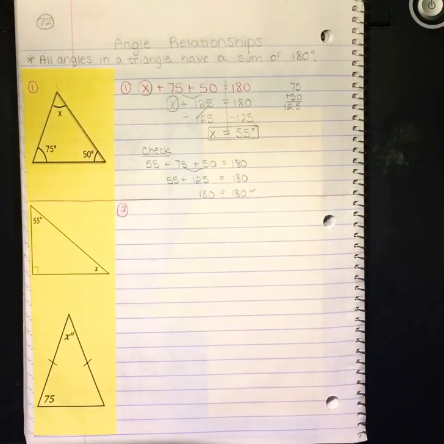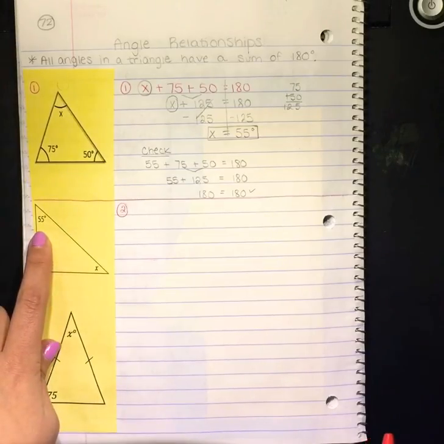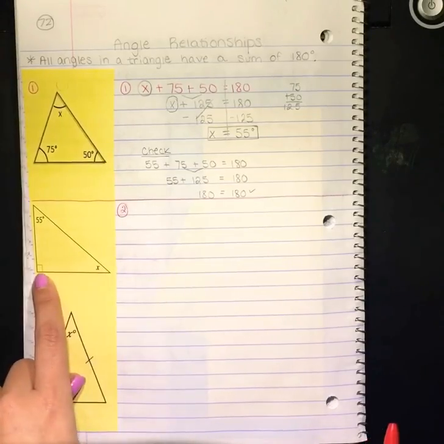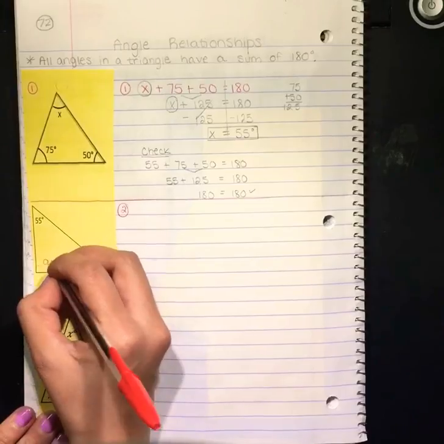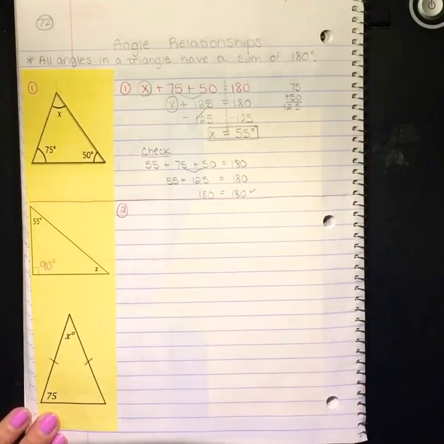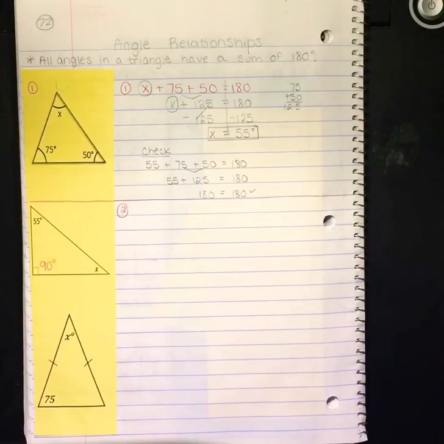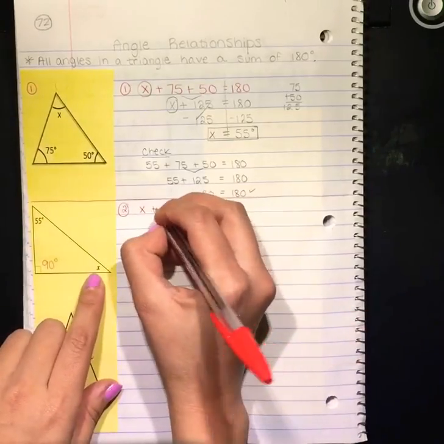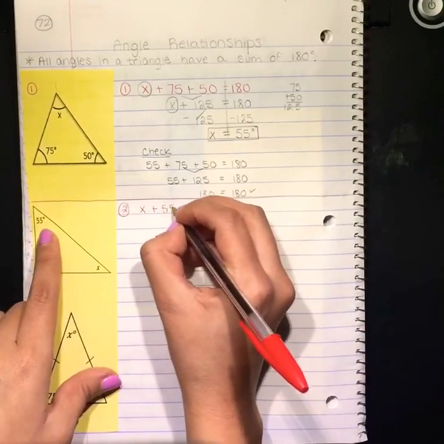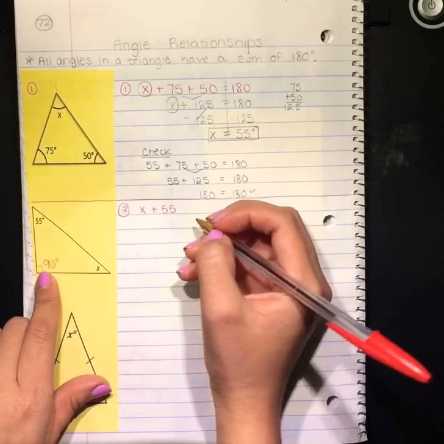Paul. We have 55 degrees. We have x. What is this one? 90 degrees. This box means 90 degrees. Okay, Adrian, will you tell us what to write for the equation? x plus 55 equals 90.